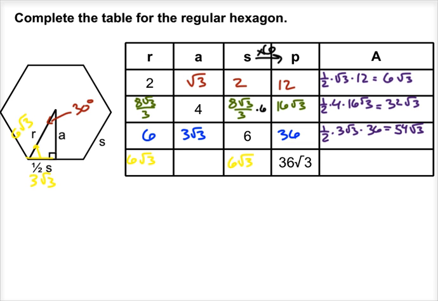And if I go from half of a side to the apothem, I need to multiply by the square root of 3. So 3 square roots of 3 times a square root of 3. Well, square root of 3 times square root of 3 is really just a 3. So I end up with 3 times 3, which is a 9.